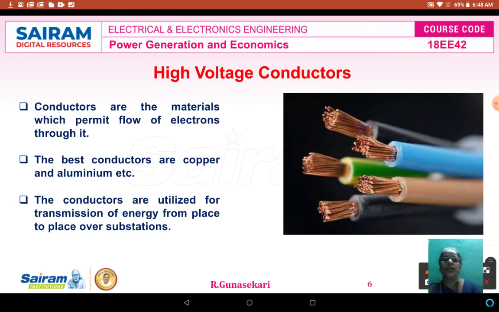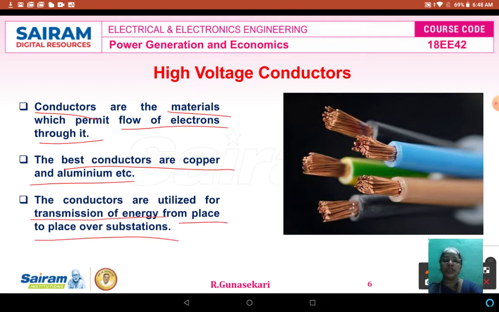Now we study the high voltage conductors. The high voltage conductors are the materials which permit the flow of electrons through them. The best high voltage conductors are made up of copper and aluminum. The conductors are utilized for the transmission of energy from place to place over a substation. For this purpose only we are using the high voltage conductors.